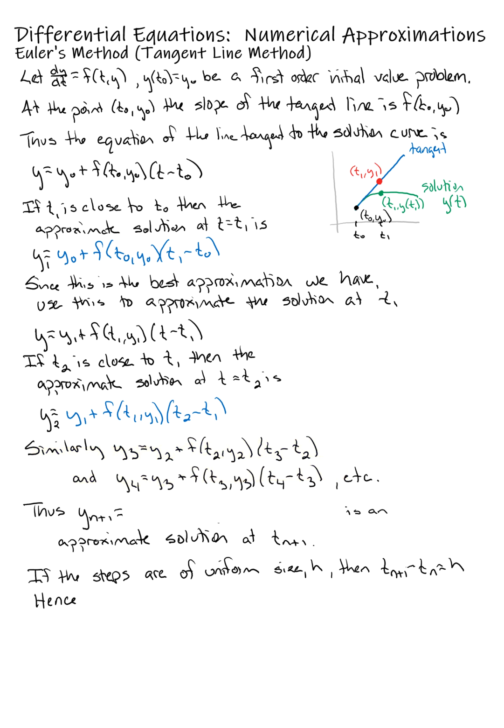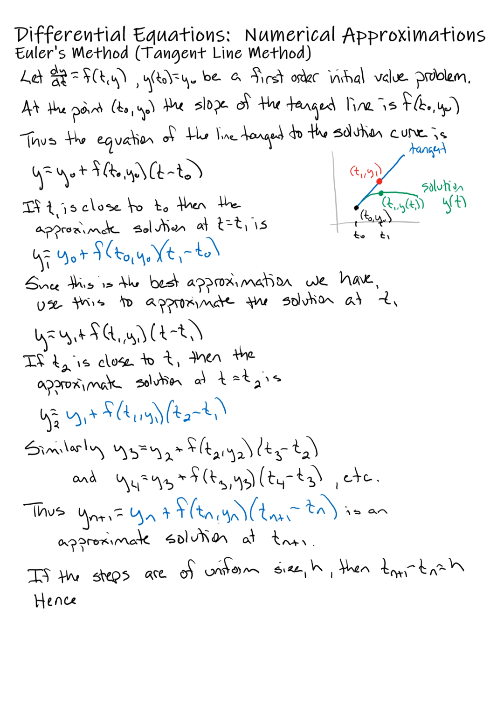So in general, y sub n plus 1 is equal to y sub n plus f of t sub n, y sub n times t minus t sub n. Actually, I'm sorry, wait, back up. I'm actually getting an approximation for y sub n plus 1, so that would be t sub n plus 1 minus t sub n. There we go, much better. There's my approximation at t sub n plus 1.